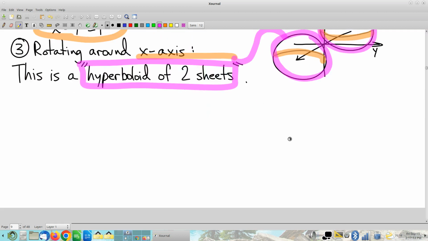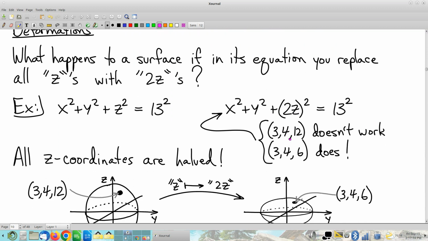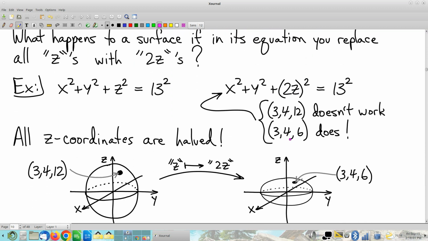Okay. Here's the next little tool for your toolbox. Sometimes you want to understand what something looks like. For example, here, we want to understand what this thing looks like.